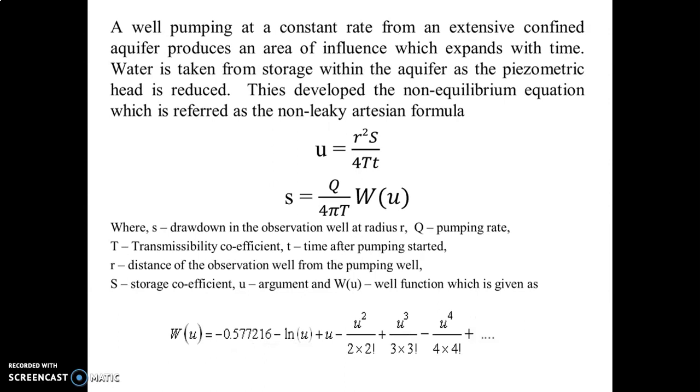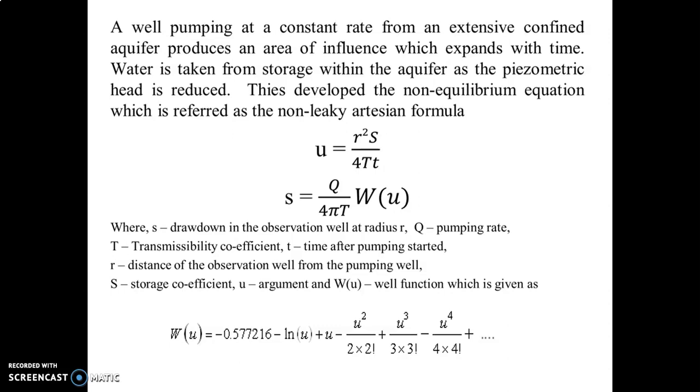So a well pumping at a constant rate from an extensive confined aquifer produces an area of influence which expands with time. Water is taken from the storage within the aquifer as the piezometric head is reduced. This developed the non-equilibrium equation, which is referred to as the non-leaky artesian formula.